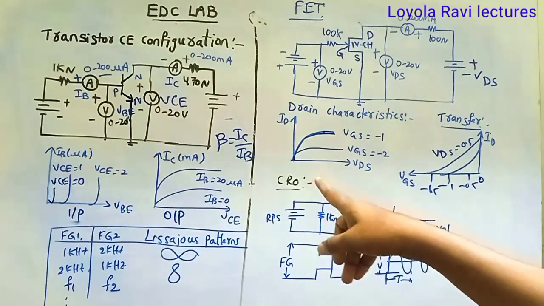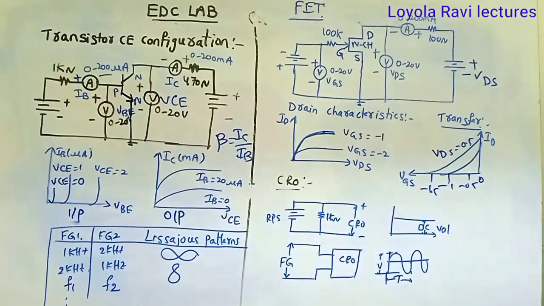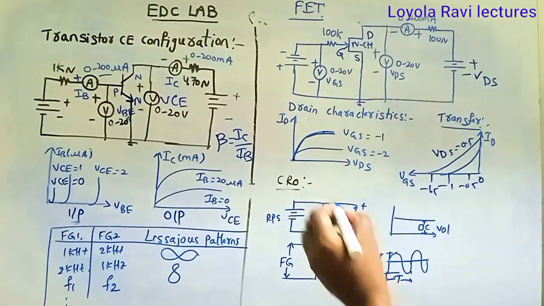Similarly, you can go for CRO operation. Next experiment, CRO operation. Here, the CRO is used for the measurement of voltage, current, time period as well as Lissajous patterns. So here I am first finding the DC voltage measurement.